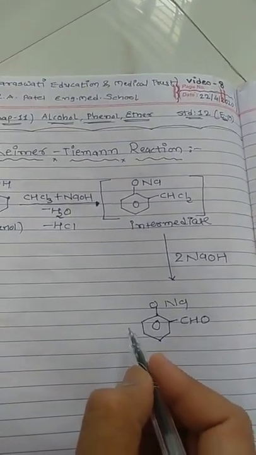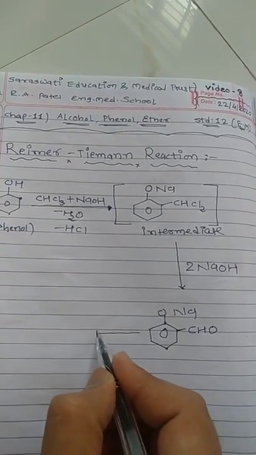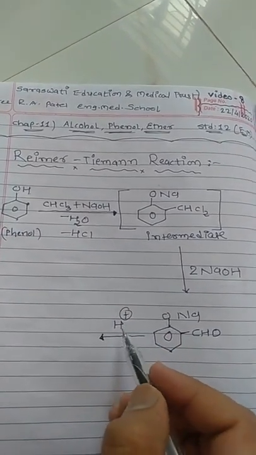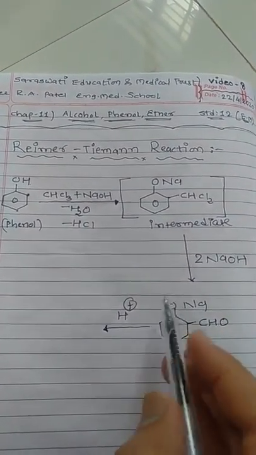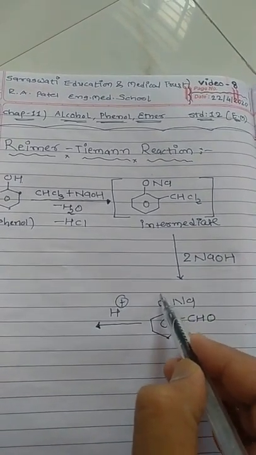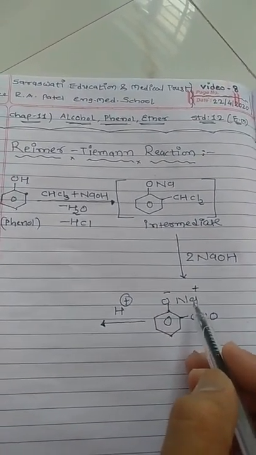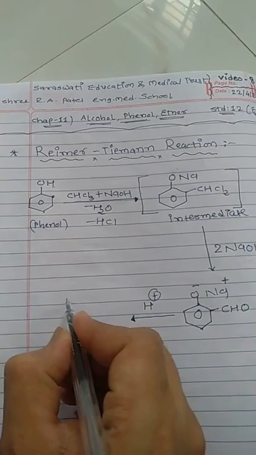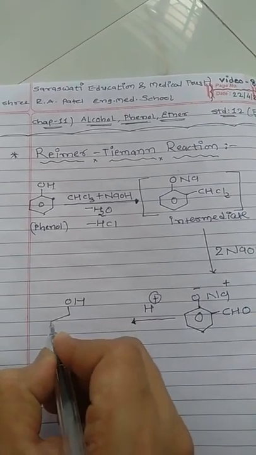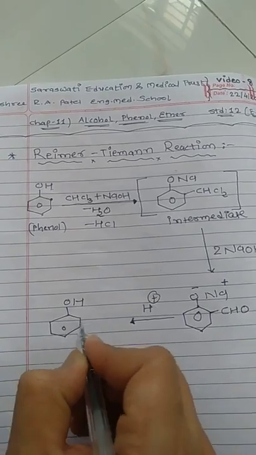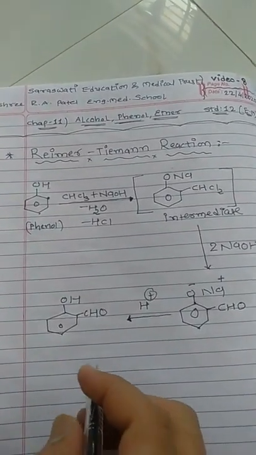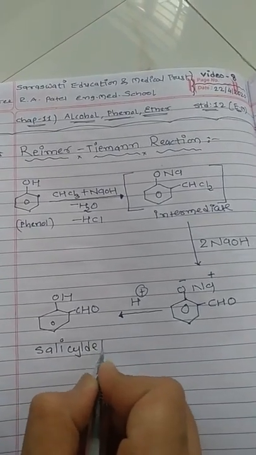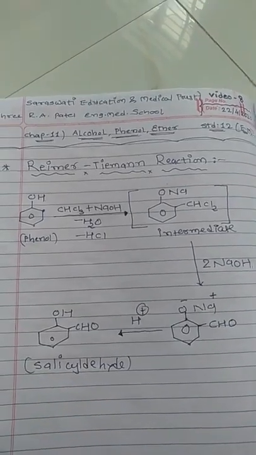Now this compound is further treated with acid. We know that acid always donates H plus ion, so here we can generally take HCl as the acid. Here O has a negative charge and Na has a positive charge, so Na plus is replaced by H plus. So we get our desired product like OH having a CHO group. This is called salicylaldehyde.